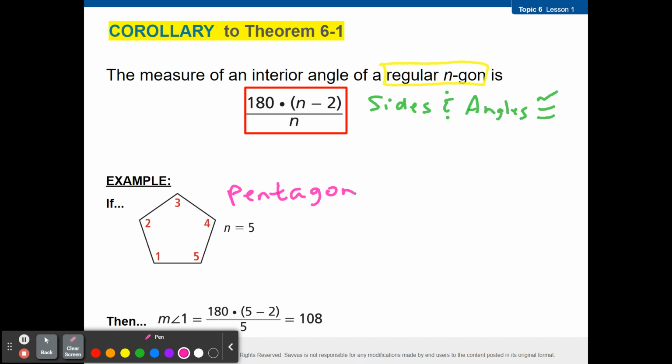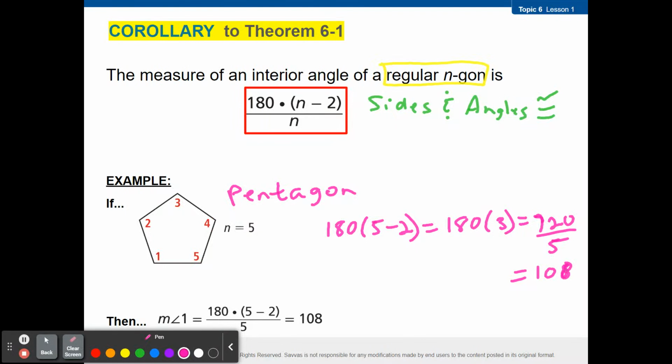Okay, so I'm going to take 180 times 5 minus 2. So that is going to be 180 times 3. Is that going to be like 720? And then I would divide that by 5 to get 108. So that means each angle measure is 108 degrees. Does that make sense? So far, so good?